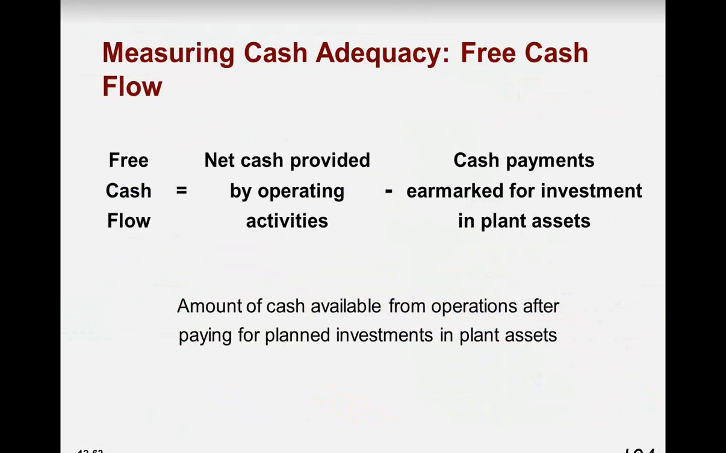And then free cash flow, just a formula: net cash provided by operating activities minus any cash payments earmarked for investments in plant assets. And that's the end of the slide.